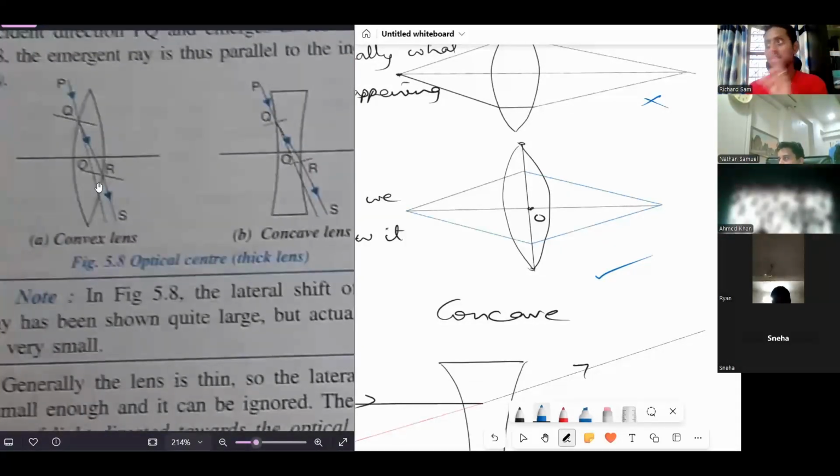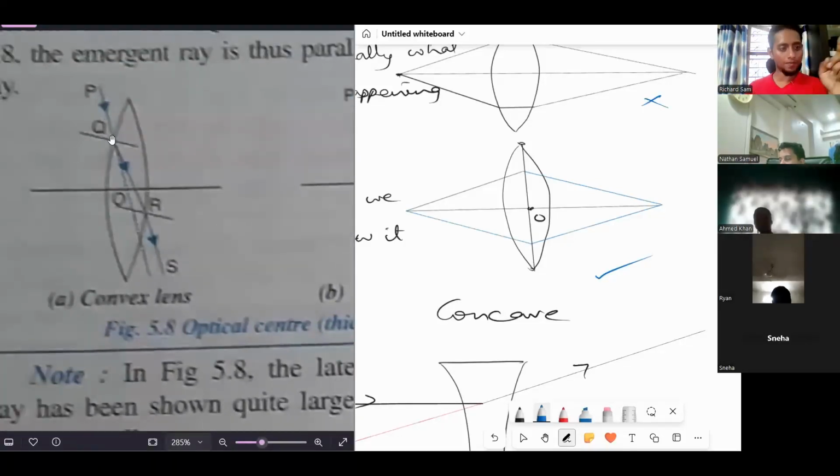In reality, if you see, there are actually two deviations taking place. This is the actual diagram. At the first surface, there's a deviation. It bends towards the normal because it's going from a rarer to a denser medium. The light bends towards the normal. And then at the second point R, it is bending away from the normal. So actually there are two deviations, but the incident ray and the emergent ray are parallel to each other if it passes through the optical center.